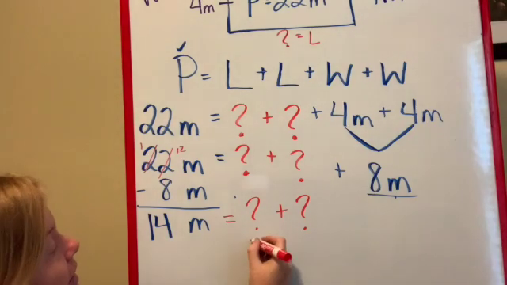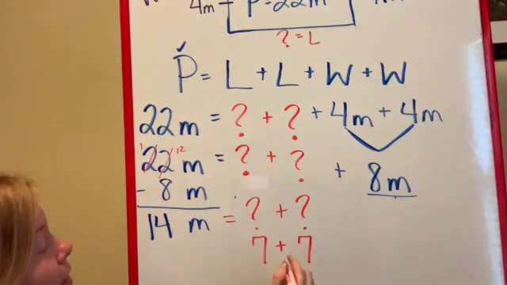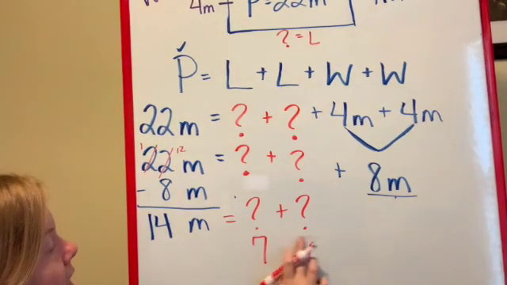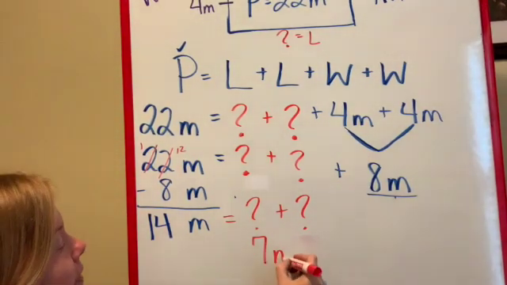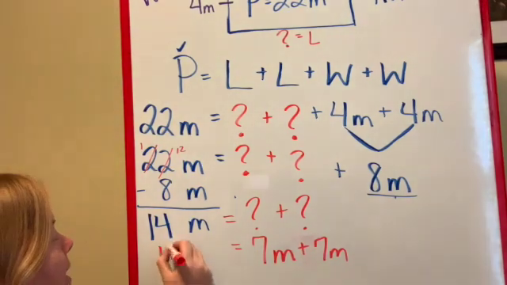Yes, 7 plus 7. It has to be the same number. And here I go again. 7 meters plus 7 meters equals 14 meters.